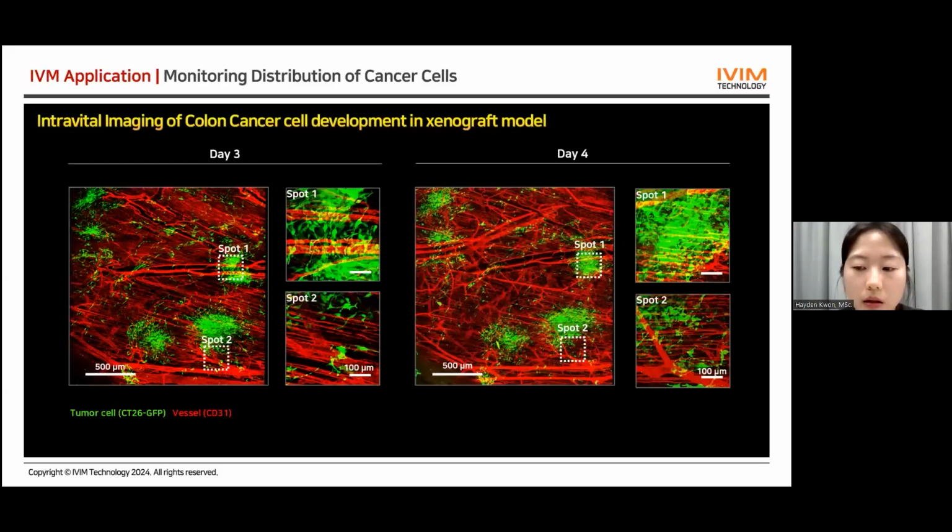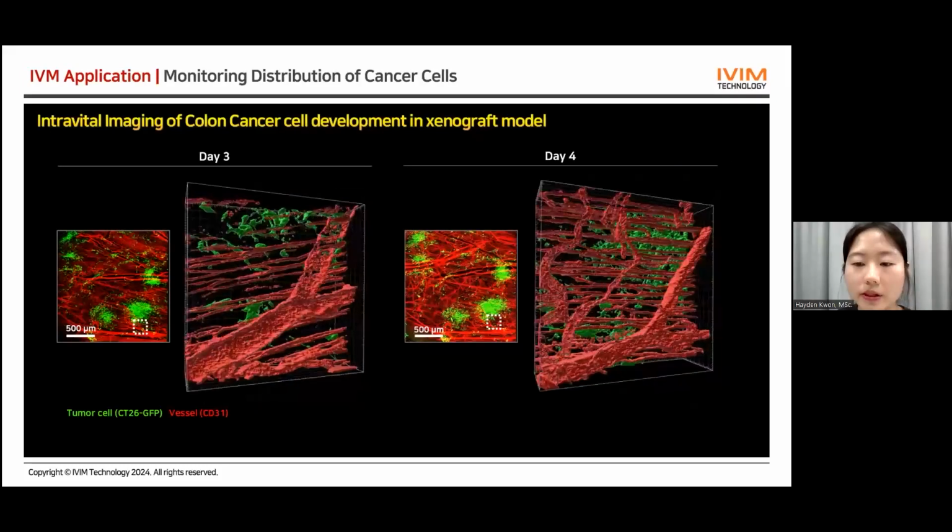Wide area imaging allows us to observe the overall distribution of cancer cells and the vasculature. Additionally, when imaging at high magnifications at spot 1 and 2, we observed an increase in the number of GFP-positive tumor cells on day 4, along with the formation of newly developed blood vessels through angiogenesis mechanisms.